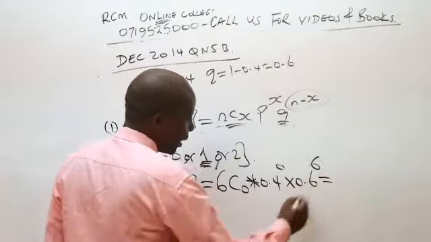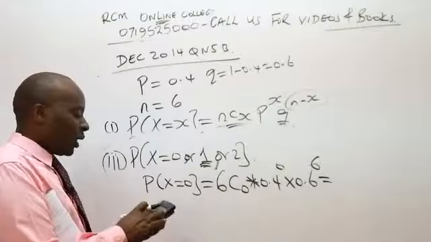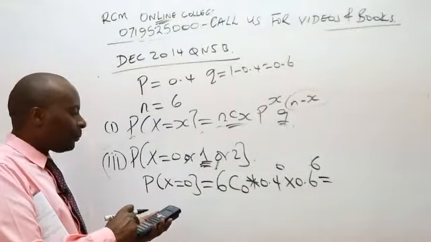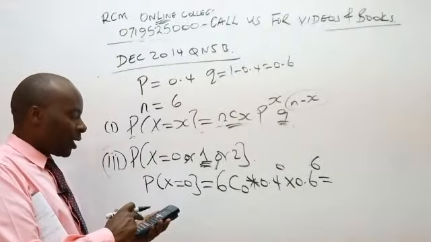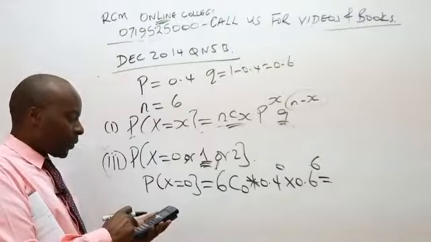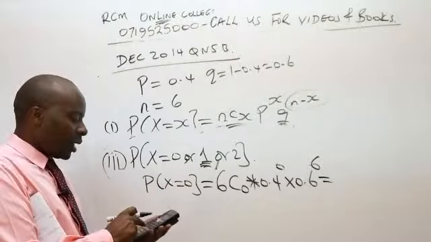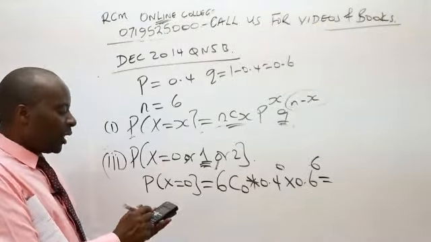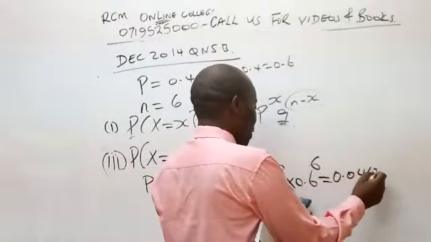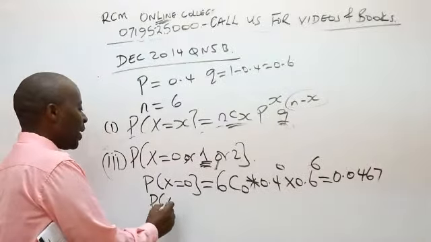So please get out your calculator and evaluate this. So what will we get at the end of the day? It will be 6 combinations 0 times 0.4 raised to power 0 times 0.6 raised to power 6, which gives me quite a small probability, 0.0467. Now from there we have probability of X equals 1.